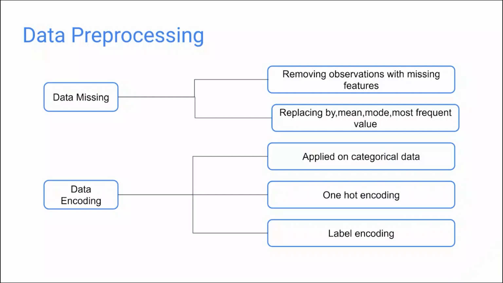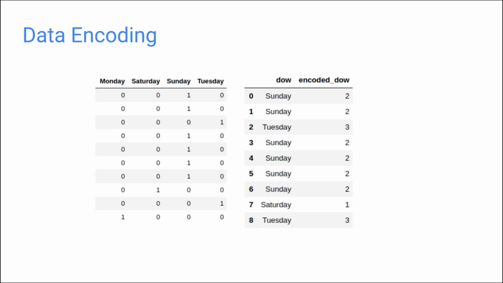Today we're gonna talk about common practices applied when doing data pre-processing. So the main steps in data pre-processing are dealing with missing data by either removing observations with the missing features or replacing them by the mean, mode, or the most frequent values. Also, data encoding, which is applied on the categorical data, like data using non-numerical values, by replacing them with numerical values through one-hot encoding or label encoding. And I'm gonna show you in a bit how to do this in Python.